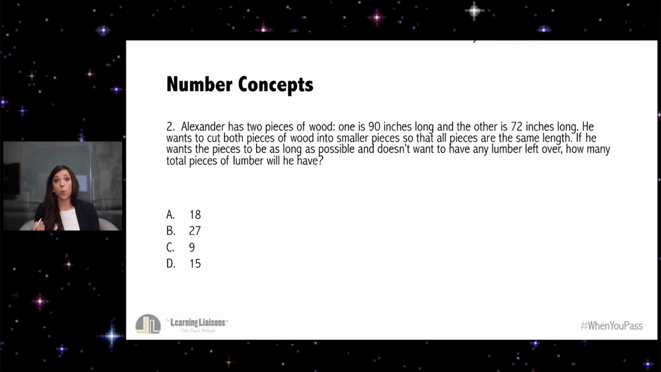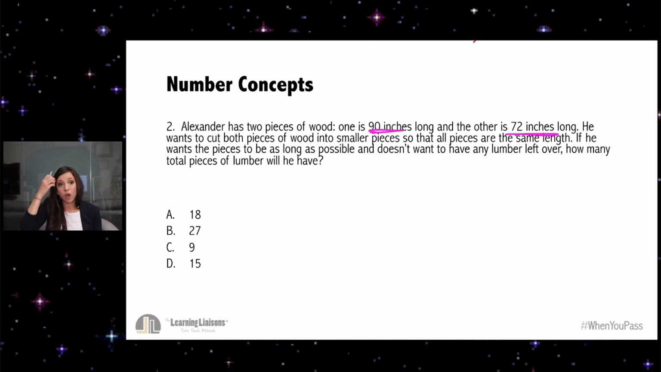All right, we know that he has 2 pieces of wood. One is 90 inches, one is 72 inches. And he wants to cut those pieces of lumber up, kind of like division. He wants to divide these numbers up, but they all need to be the same length, and he doesn't want to have any leftovers, which is remainders when we talk about division. So, how many total pieces of lumber will he have?